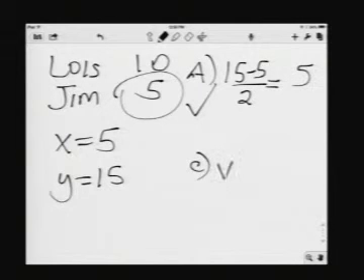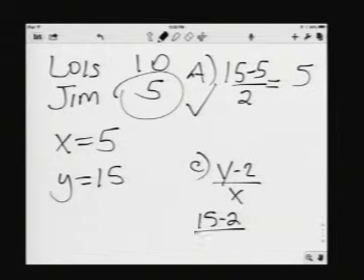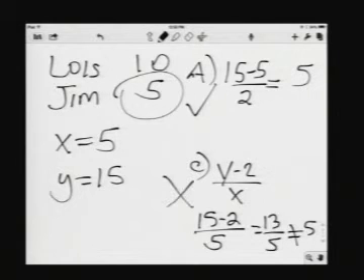Let's go to choice C now. C says Y minus 2 divided by X. Now we have 15 minus 2 divided by 5, which is 13 divided by 5, which is not equal to 5. So that one doesn't work anymore. Okay, so the lesson learned there is the difference of 2 was not a good idea when we saw 2 in our answer choices.